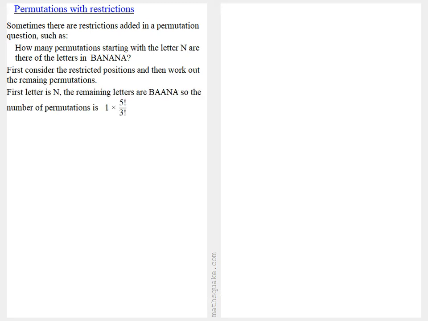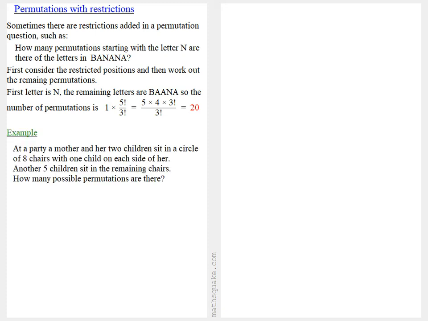So the first letter is fixed, N. And then we have 5 letters with 3 of them repeating. There are 3 A's. So we have 1, because the first term is fixed, times 5 factorial over 3 factorial, which is 5 times 4 times 3 factorial all over 3 factorial, or just 5 times 4, which is 20. Let's look at another example.